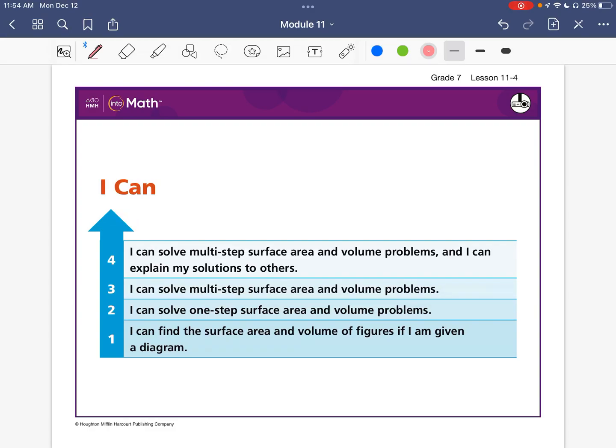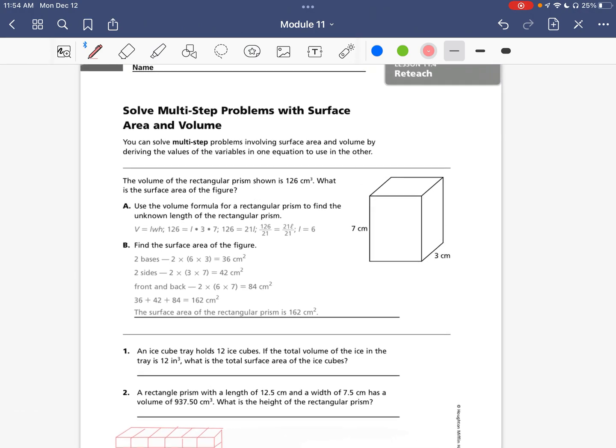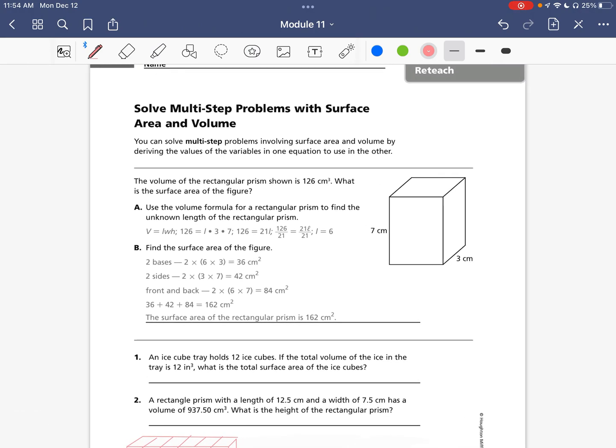Here is grade 7, module 11, lesson 4. Our I can statement is I can solve multi-step surface area and volume problems. So we're kind of taking what we've learned so far, putting it together and just adding different steps. So be really careful with these directions on this problem.